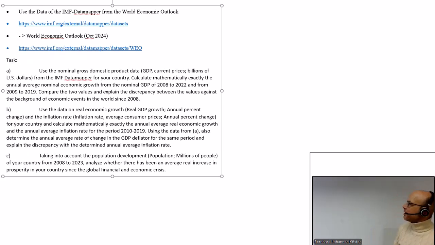So, what you have to do within this task is at first you should download some data from the database of the International Monetary Fund. This we will do together. Then you should download the GDP at current prices, so nominal GDP, real GDP, inflation rates, population data, and then start to manipulate these data, calculating over the last 15 years average growth rates of population, of the inflation rate, of GDP growth, and so on.